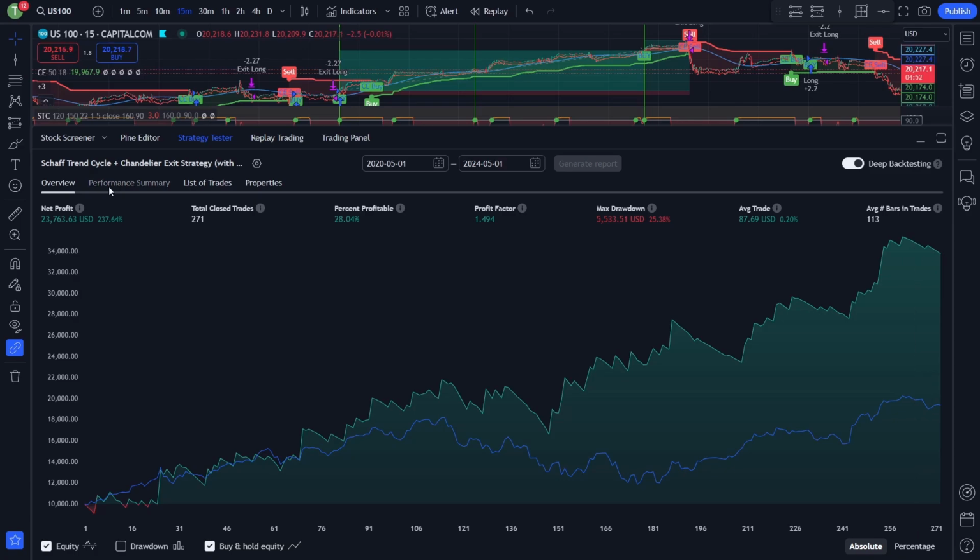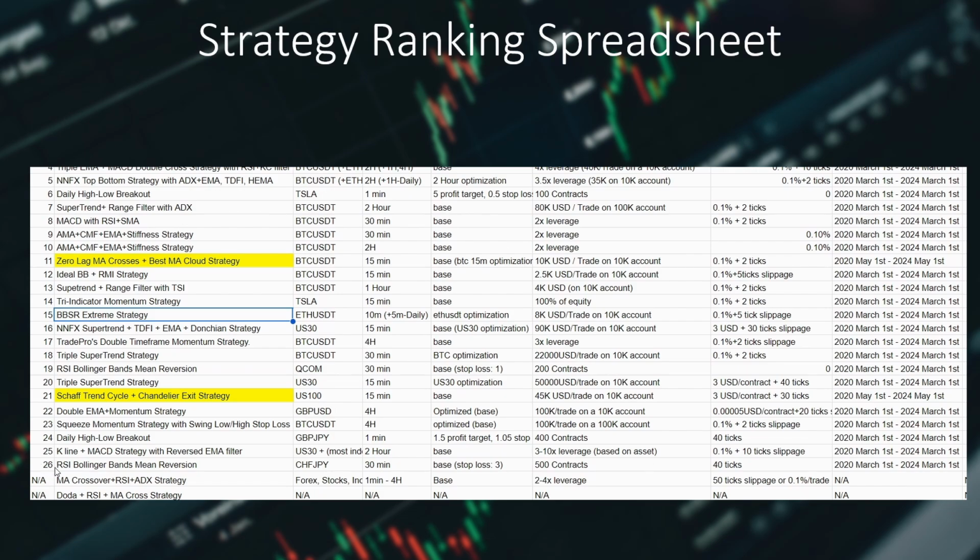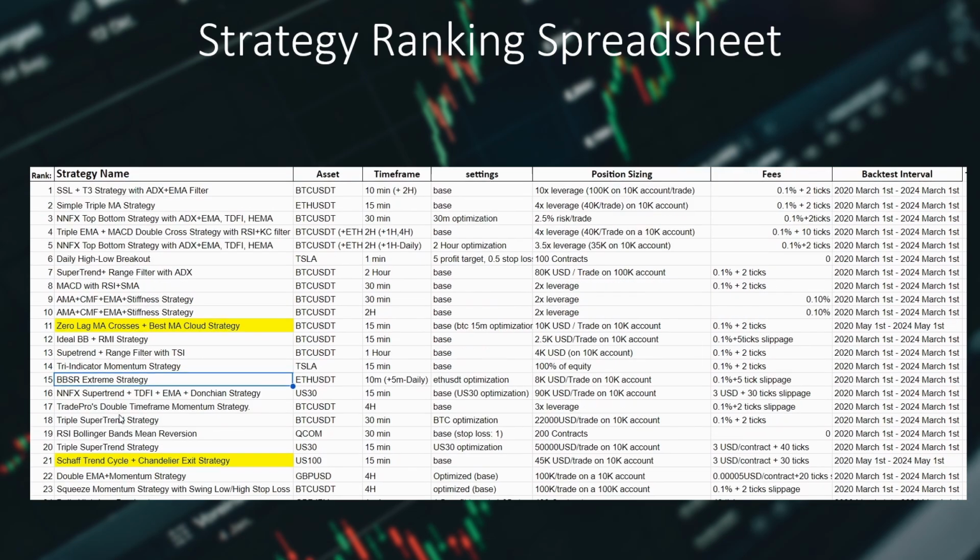And to close out this video, let's take a look at the strategy ranking spreadsheet and find out where this strategy is placed among the more than 20 strategies I've showcased so far. Here is the strategy ranking spreadsheet, and today's strategy, the Schaff trend cycle plus chandelier exit strategy, took the 21st place out of the 26 strategies I have ranked so far. Well, it is placed somewhere at the bottom, but as this is a US 100 strategy and not a crypto optimized strategy, that is normal.